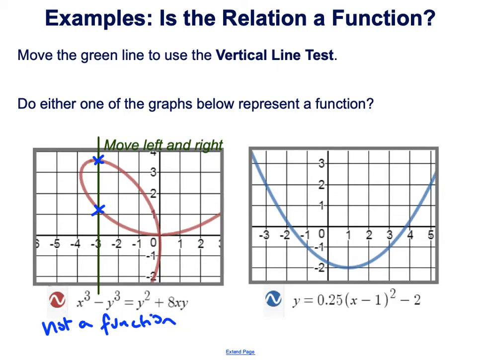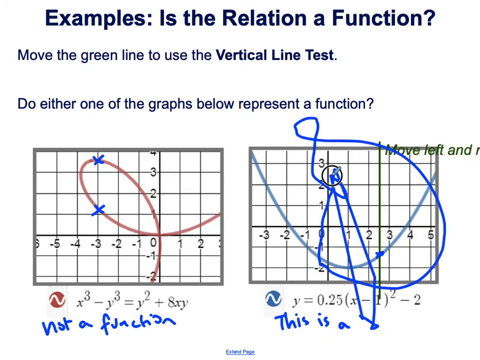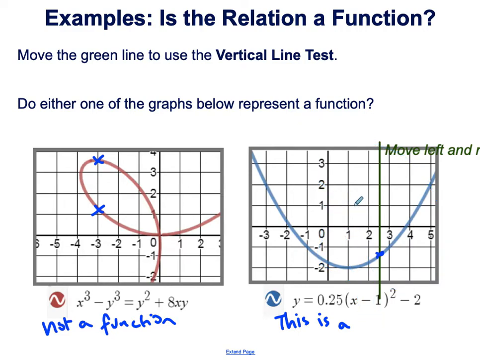Okay, let's take a look at this graph right here. If I move it here, it only touches it once. Again here, just once. Wherever I move it, you can see that it really is only touching this blue graph just once. So this is a function. And that is called the vertical line test.